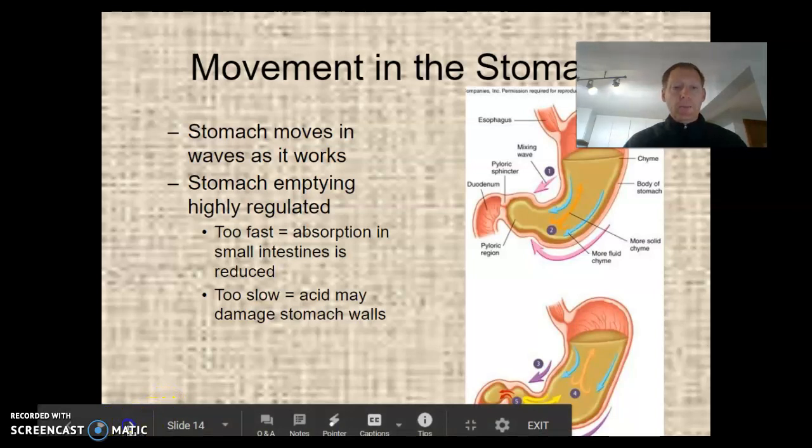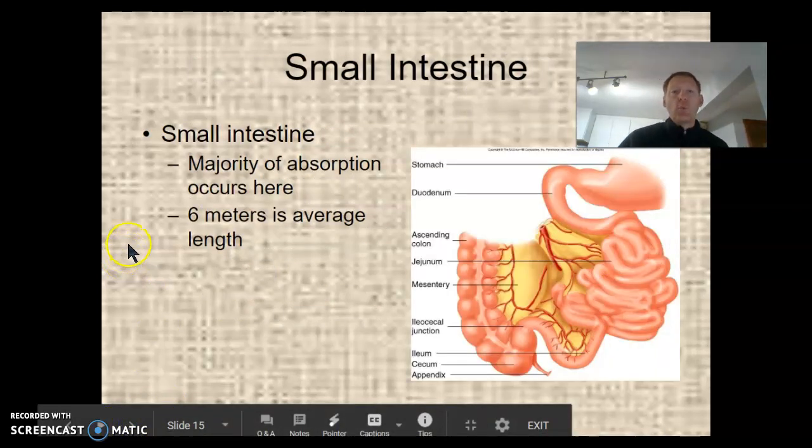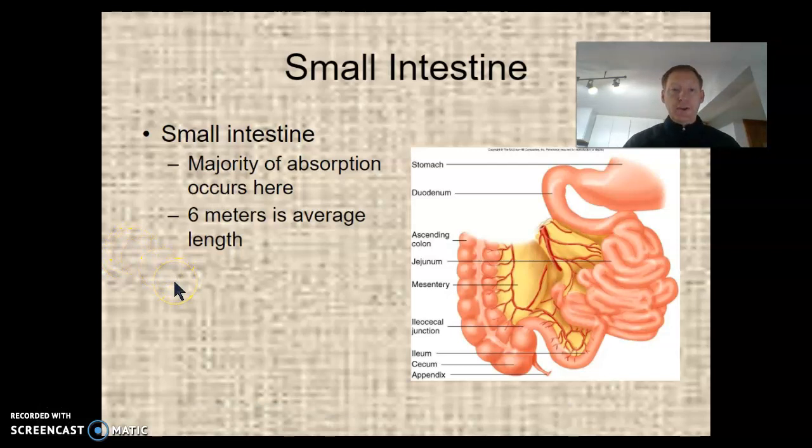So once we move on to the small intestine, it's very, very long, even though the name implies it's small. It's small in diameter, not in length. And it is on average 6 meters. So that's almost 20 feet.